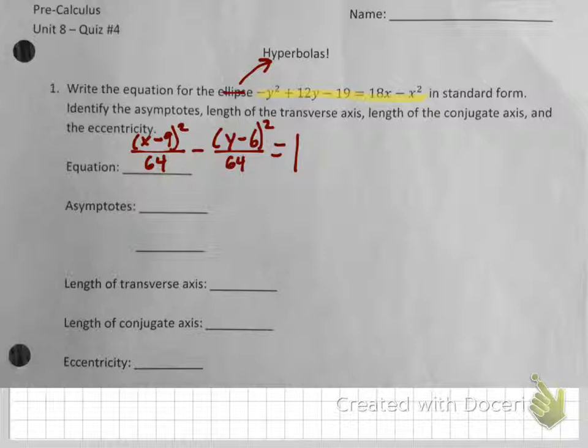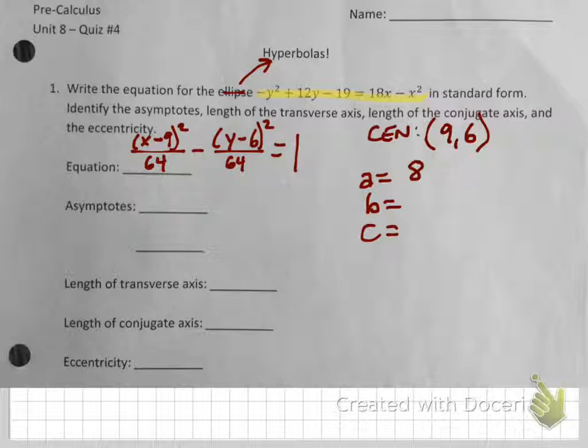Alright, so we also want to find the asymptotes, lengths of our axes, and the eccentricity. For that, I need to graph it. So what if we go to our graph? We can go ahead and pull out some things from our equation. We can pull out the center, which is going to be at 9, 6. Let's see, we can go ahead and find our a, b, and c values. Our a value we get from our a squared underneath our x. So if a squared is 64, a is 8. b squared is 64 underneath the y, then b is 8.